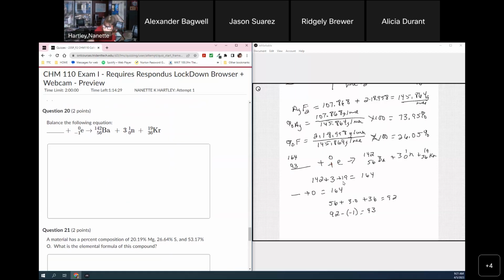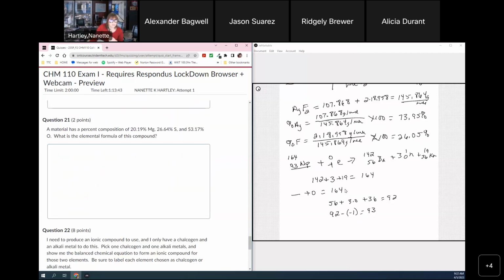If I look on the table, I see that 93, if I'm not mistaken, is Np. Yes, 93 is Np. So that's Np right there. So again, find the sum of my top numbers and then subtract the contribution I already have. So that would be the 164. And then sum of the bottom numbers and subtract the contribution of what I already have, which is the -1. So that gives me 93. Based on the 93, I know that's Np. So that's how I get to that answer.